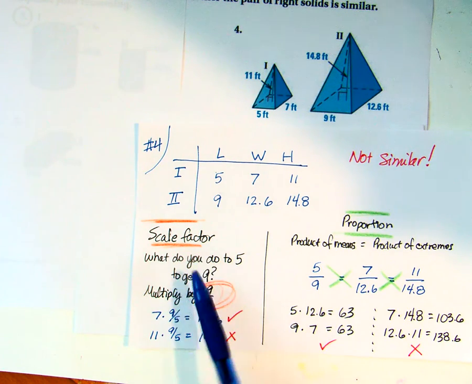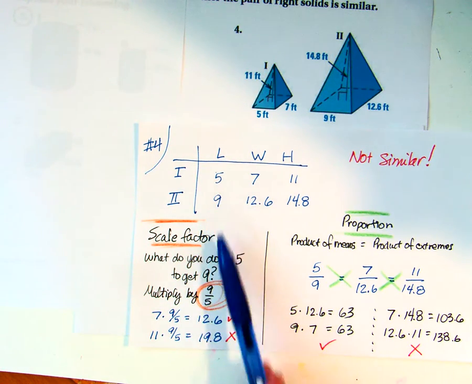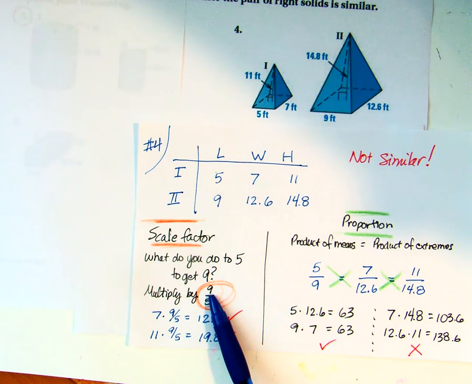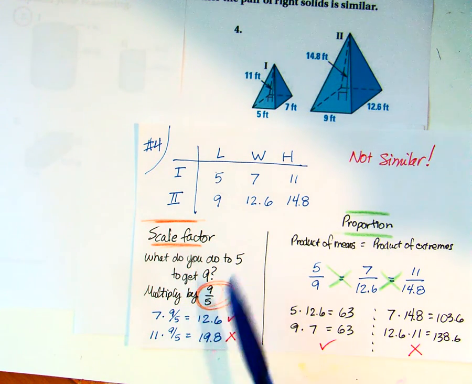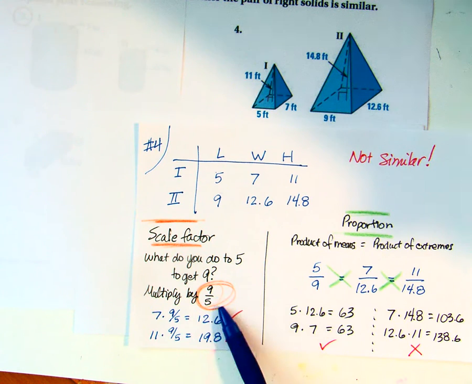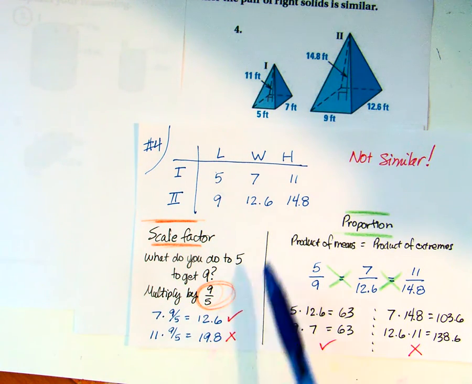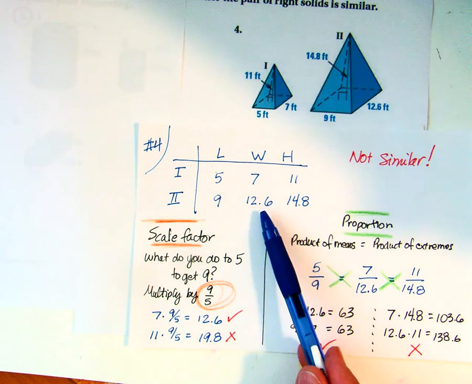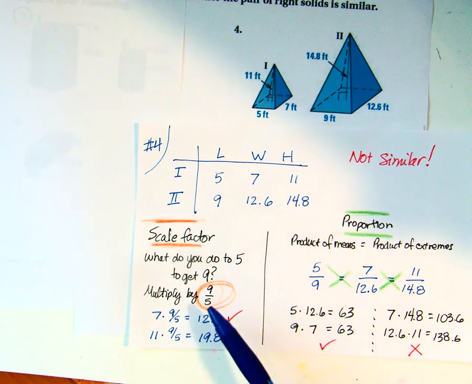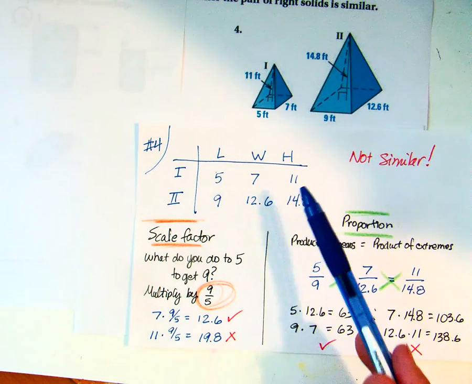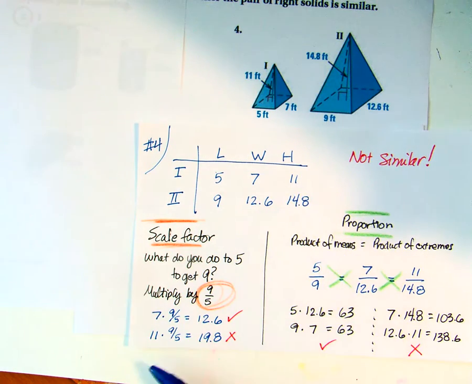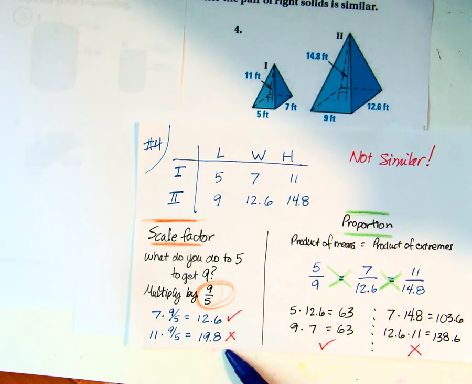The scale factor, again: what do you do to 5 to get 9? Multiply it by 9 over 5. Need over know. Need the 9. What do you do to 5 to get 9? 9 divided by 5. Need over know. When I do 7 times 9 over 5, I get 12.6, which is correct for the second dimension. And when I do 11, the third dimension, height, times 9 over 5, I get something different.